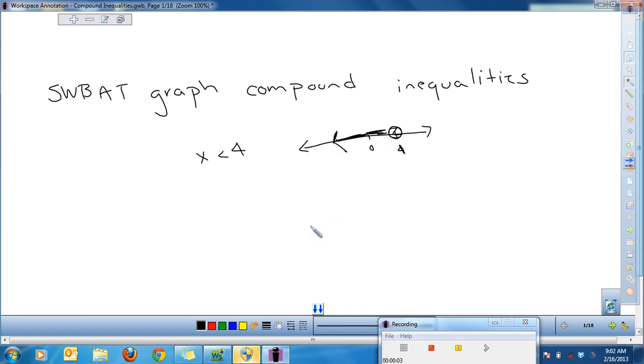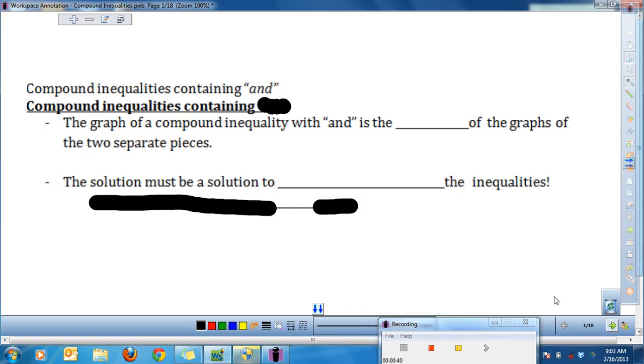Now we're going to talk about how to graph a compound inequality. A compound inequality is going to be something like 3 is less than x, and x is greater than 4. It's going to be two inequalities in one. Alright, so let's do an example. We're talking first about compound inequalities that contain the word and.